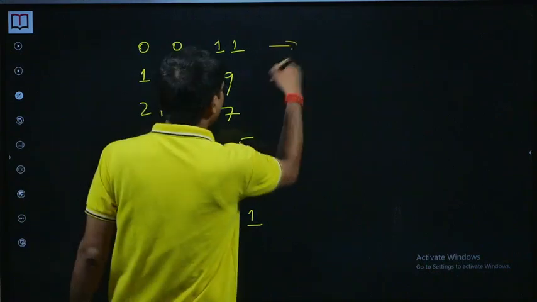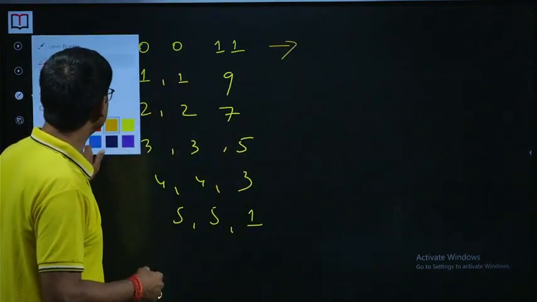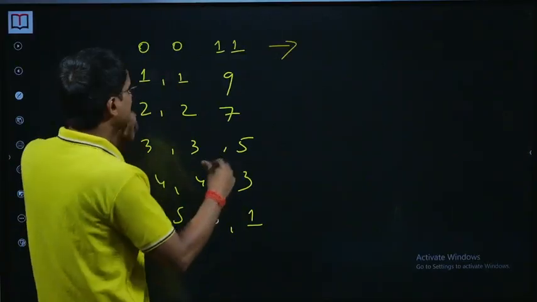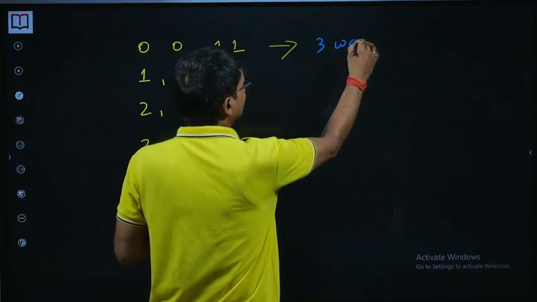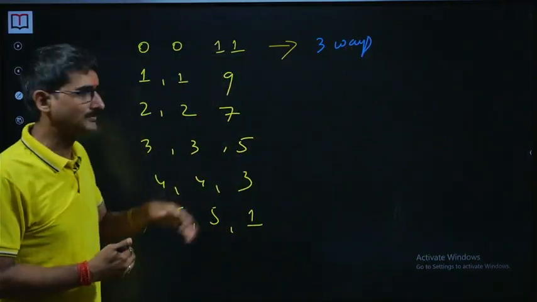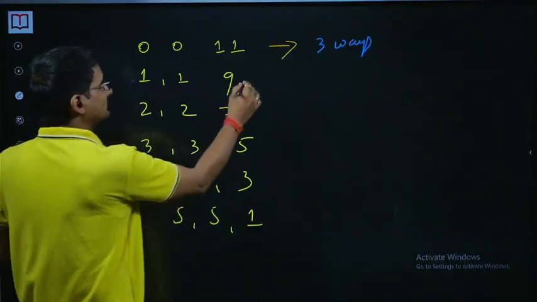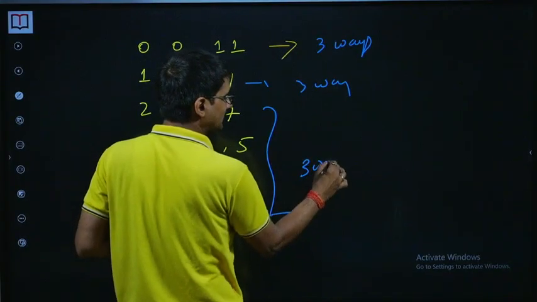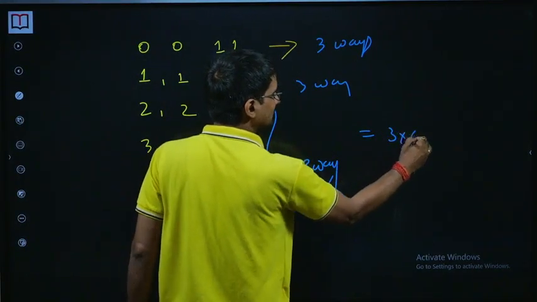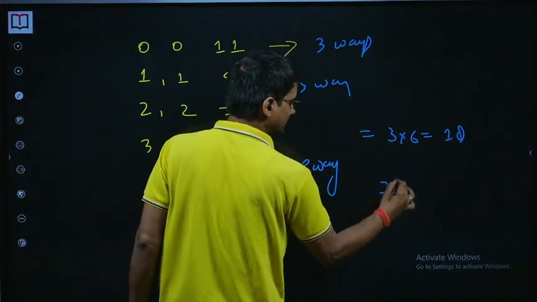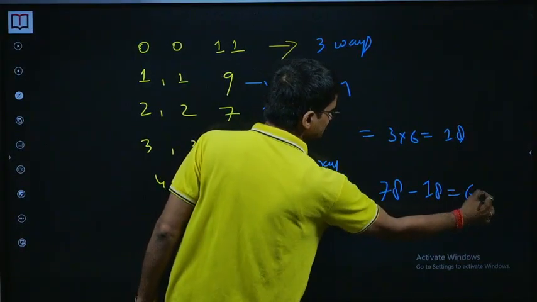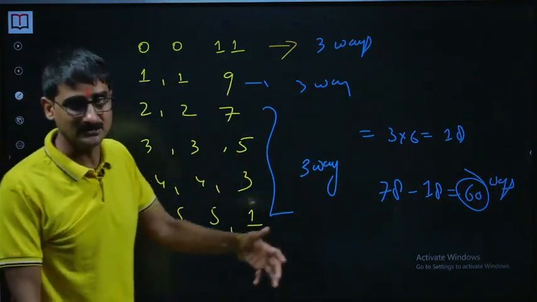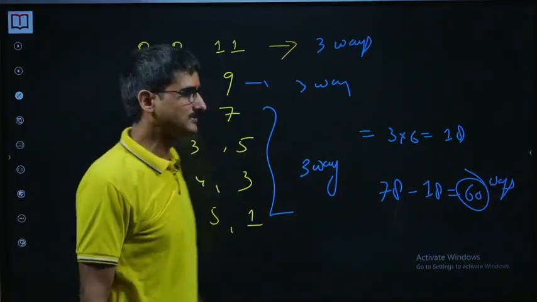And then for every case we have 3 ways of distribution because objects are identical. So this can be distributed in 3 ways, 3 factorial by 2 factorial because 2 groups are identical. Here also 3 ways. So for every possible case we have only 3 ways. So 3 into 6 is equal to 18 ways. So subtract from there and you get 60 ways. So there are 60 ways of distributing 14 such identical toys in such a way among 3 students.